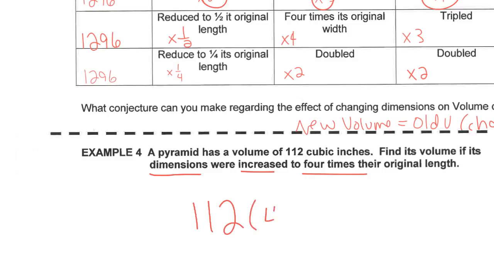And I'm going to multiply that by 4, but I'm going to do it 3 times because all 3 dimensions were changed. You end up, when you put that in your calculator, with 7,168, and it looks like that would be inches cubed.